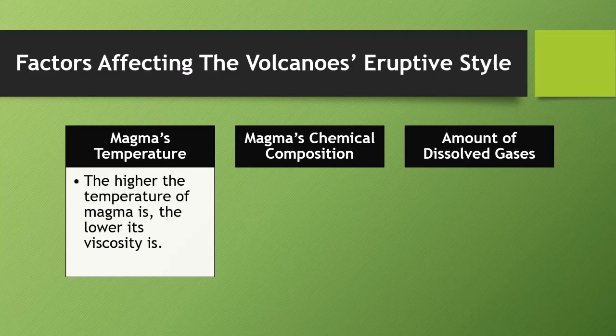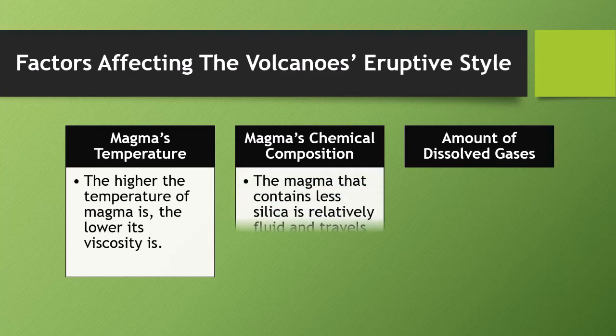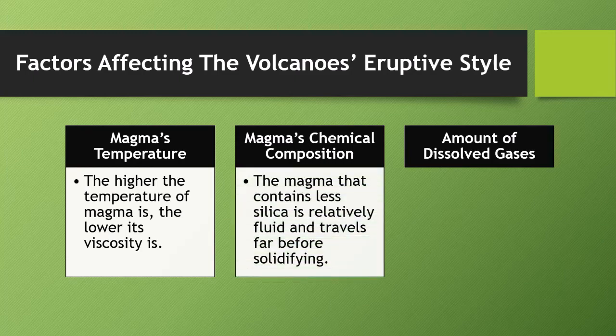As lava flows, it cools and begins to harden. Its ability to flow decreases and eventually stops. The second one is magma's chemical composition. The magma that contains less silica is relatively fluid and travels far before solidifying. On the other hand, magma with high silica content is more viscous than those with low silica content.